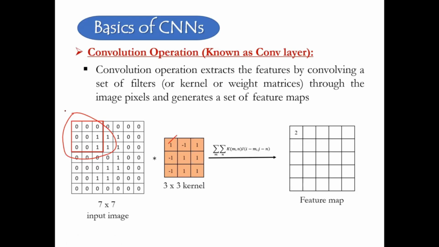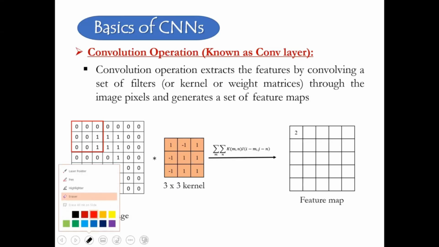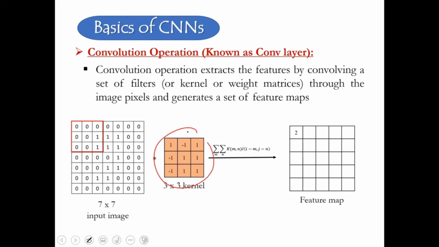So the dot product will happen here. This multiplied by this plus this multiplied by this, like this, it will happen. And the sum will be the output in this case. Now we are at the first position. This is our kernel, and if we are talking about this position of the image, some dot product is happening, and this sum is represented in this output here.